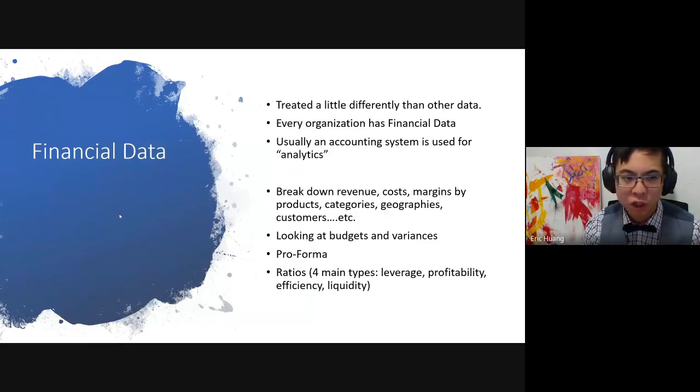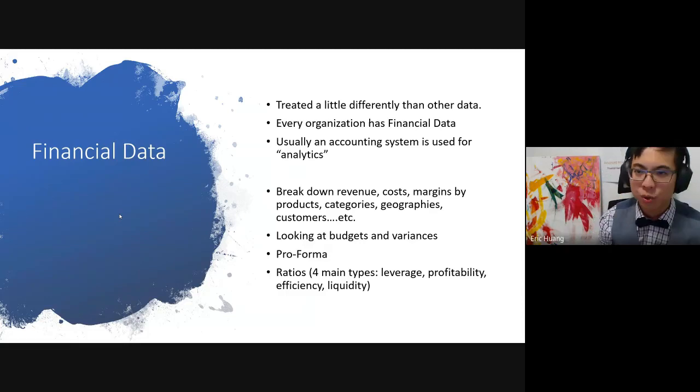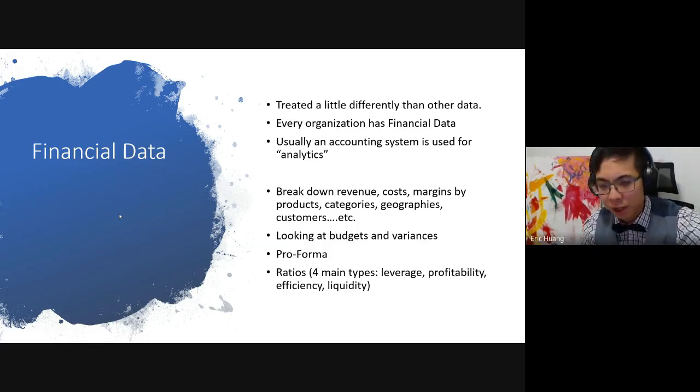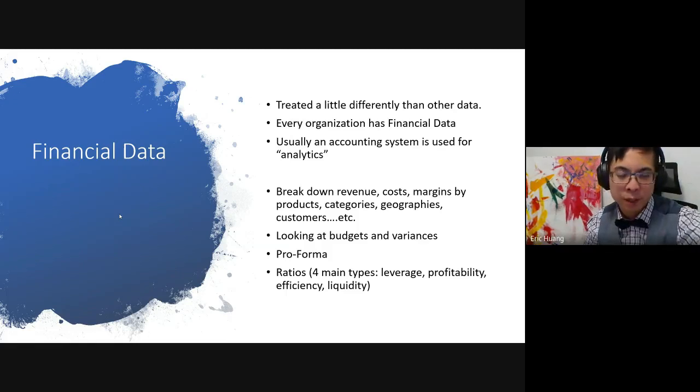Financial data. Generally, financial data within the organization is treated a little bit differently than all the other data. Every organization has financial data, usually from the accounting system, and financial metrics used for analytics. You can break down things by revenue, costs, margins, categories, geographies, customers. Those are all the big ones. And you look at budgeting versus variances, pro forma statements. Pro forma is just a fancy way of saying predictions. And then there are four main types of ratios: leverage, profitability, efficiency, and liquidity.